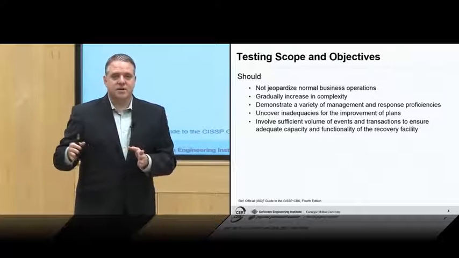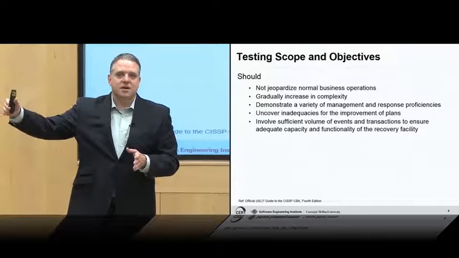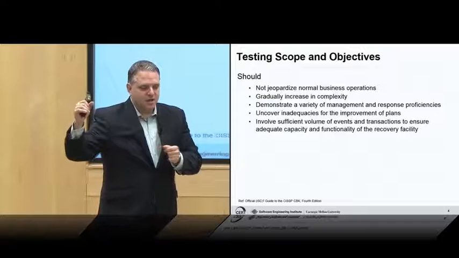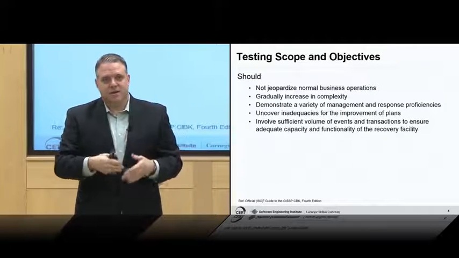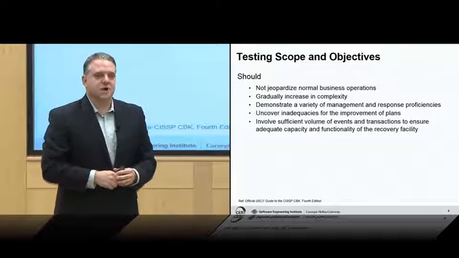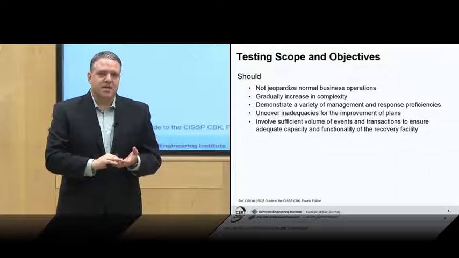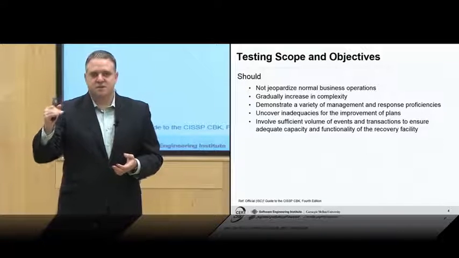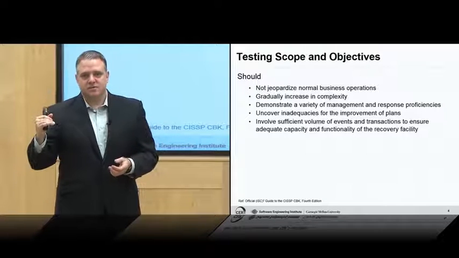You might want to increase complexity as you go through exercise after exercise. You don't want to start off with a big full-scale exercise when really you just need to walk through the plan to begin with. And simple discussion-based exercises might be enough to do that. From a scope perspective, again, you really want to look at how do I test these parts of the plan so that we can demonstrate that we have the ability to do this?